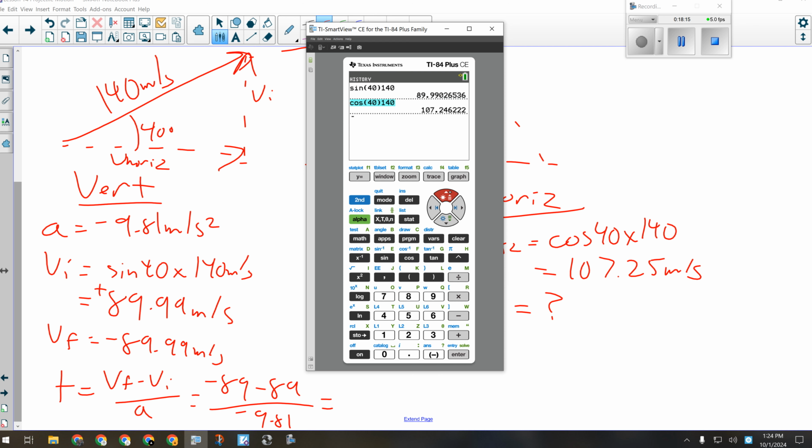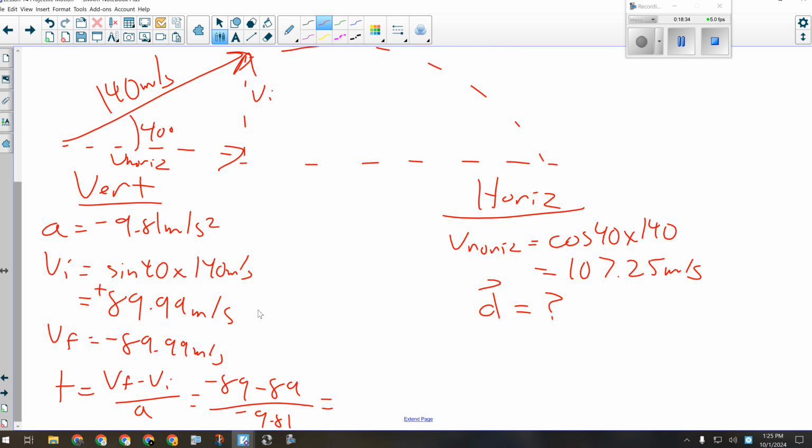Negative that number. A minus that number. A divided by negative 9.1. Okay, so that cannonball is in the air for 18.3 seconds. That's quite a while. That number can come over here, 18.3 seconds, and now I can calculate D, V times T.